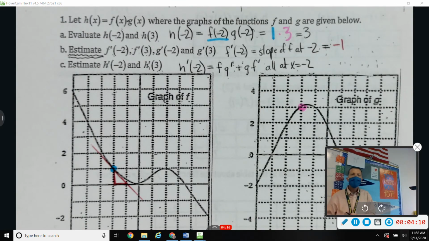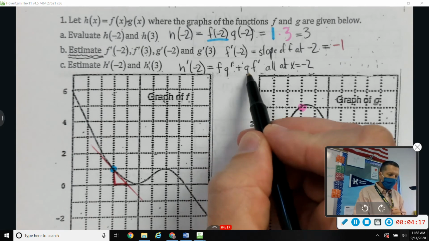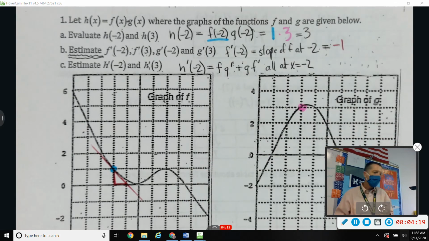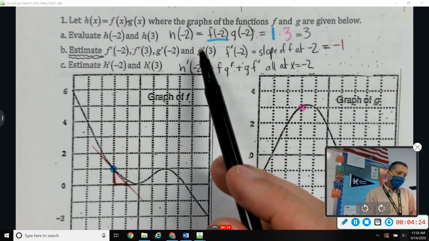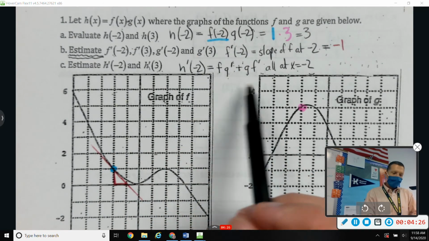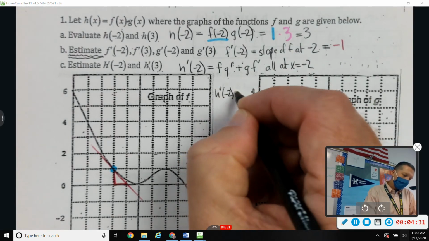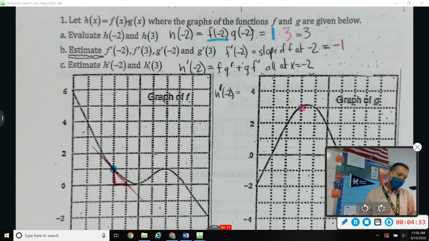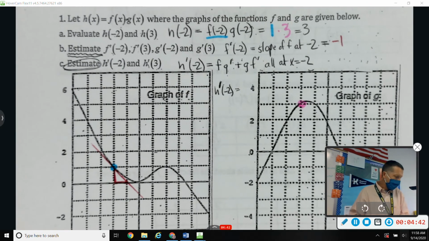So I've got to go look at each piece and see, well, what's f of negative 2? What's the slope of g at negative 2? What's g at negative 2? What's f prime at negative 2? The good news is you've already found all those things. So by the time you get to part C, you should be able to look back and find all the pieces that you need to figure out what h prime of negative 2 is. And again, it's an estimate because you're sketching a tangent line, and how accurate is it? We should be close, but it may not be perfect.